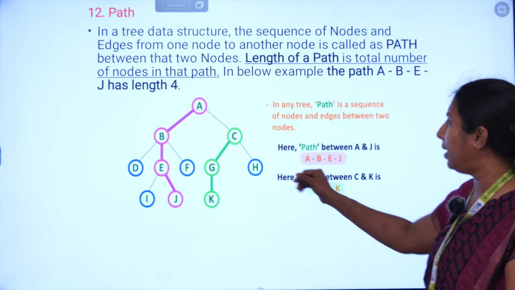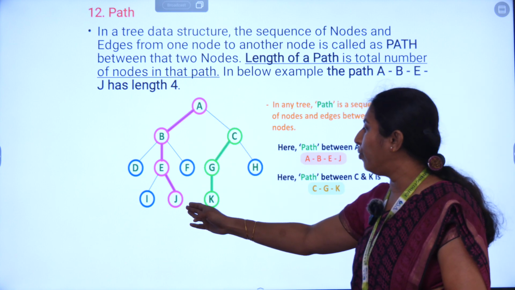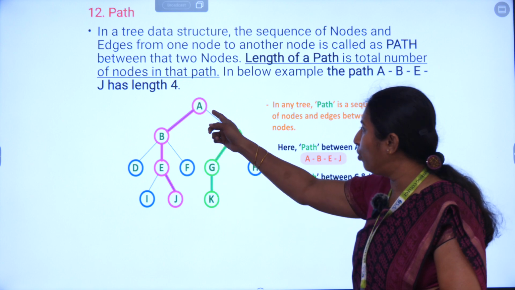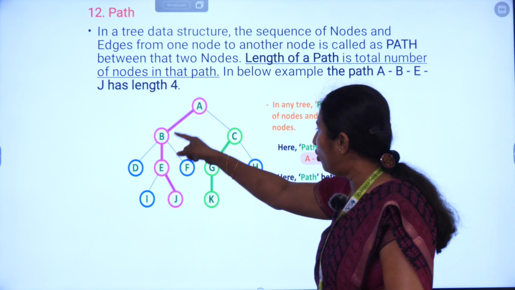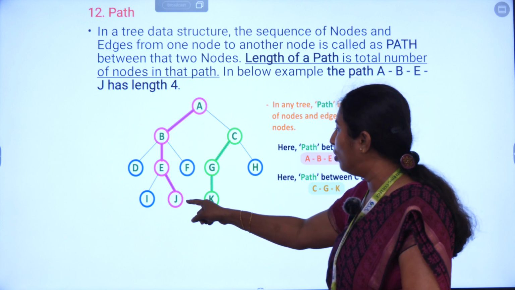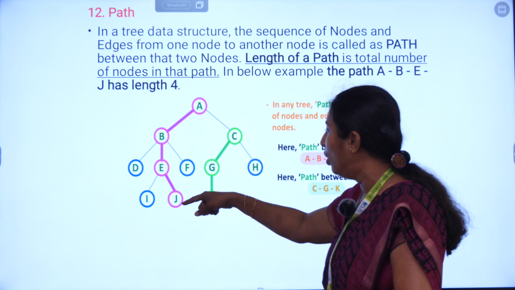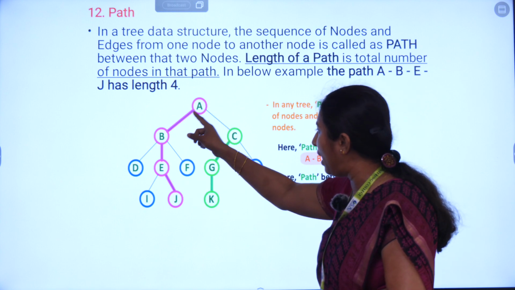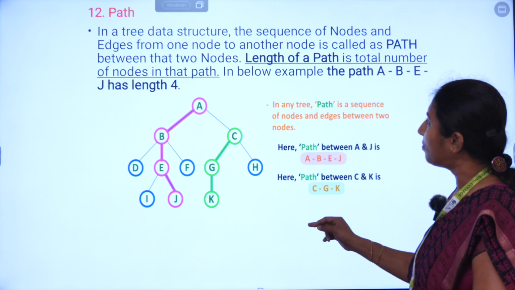Path is nothing but the route from a particular node to the node where we want to reach. If we want to go from A to J, the path can be from A to B, B to E and E to J. We have no other path from A to J. So it goes from A to B, B to E and E to J, that is your path.